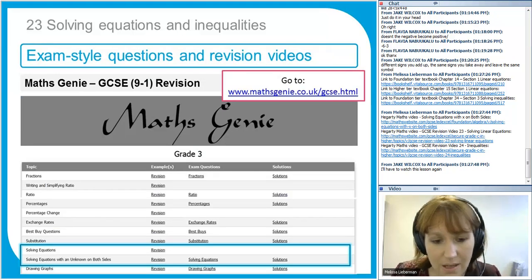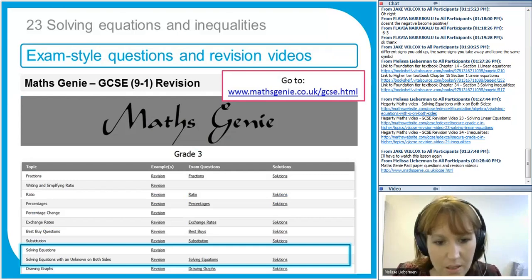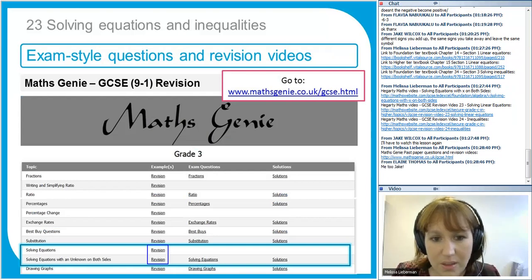Maths Genie, as always, has got some really good revision sheets filled with exam-style questions, so make sure that you work through these at regular intervals. And remember, they've also got video clips, so they've got a video for solving equations, and a video for solving equations with the unknown on both sides. These are both in the grade 3 section.